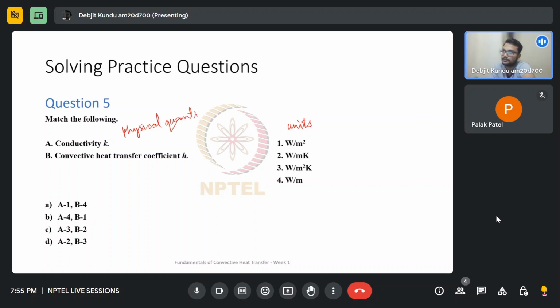There are more options on the right hand side than the left. So basically there are two incorrect options also here. So leave those out. Your goal is to figure out which one is which. There are four options given below. These are option A, A1, B4, option B, A4, B1, option C, A3, B2, and option D, A2, B3. So which one would it be? Take your time, try to figure out the correct units of both these physical quantities.